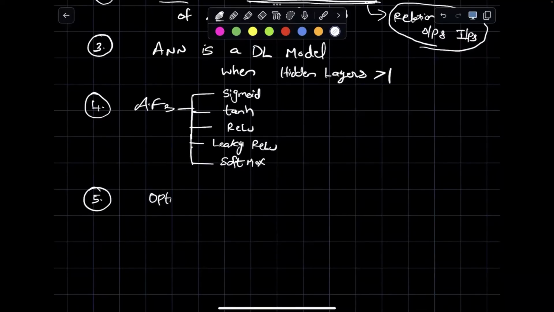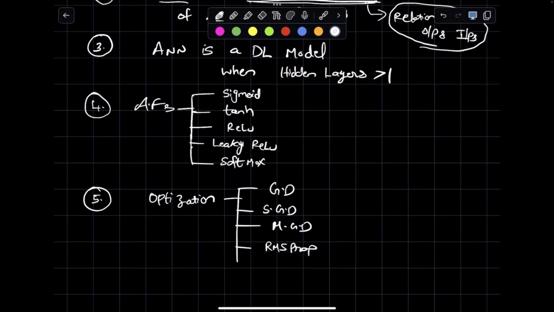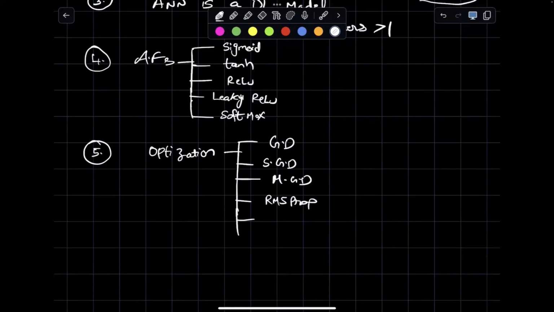Optimization functions we have learned, right? Gradient descent, stochastic gradient descent, mini batch, Adam, RMSprop, momentum based. I will write it here: momentum based, Adagrad, Adam, RMSprop.